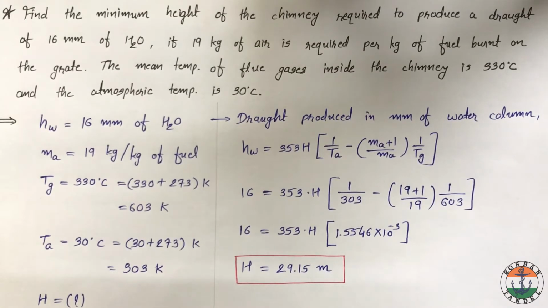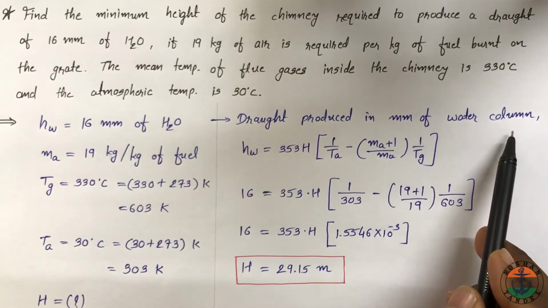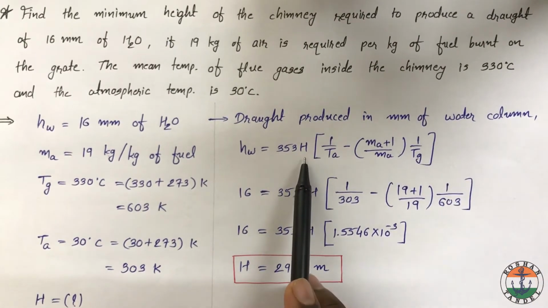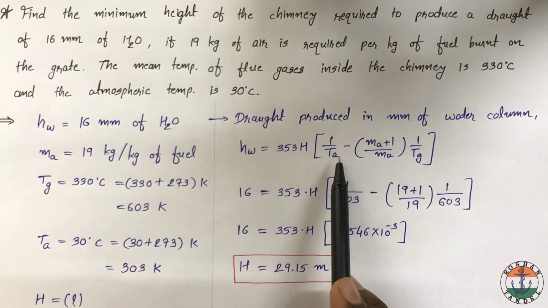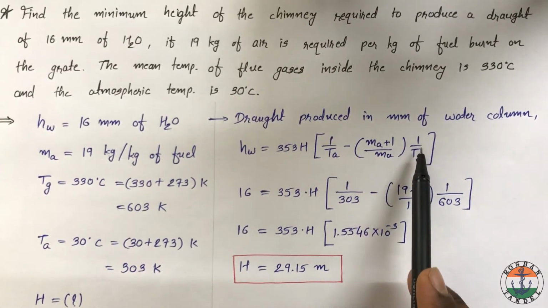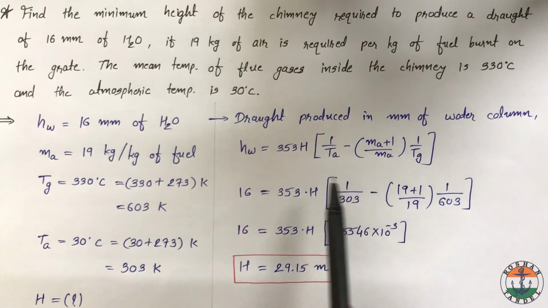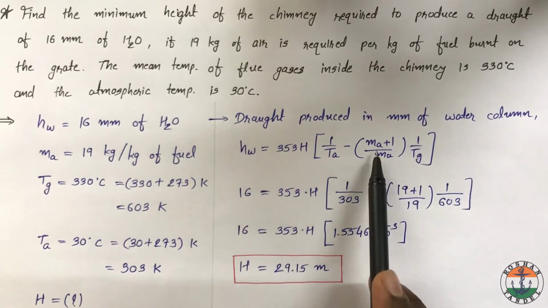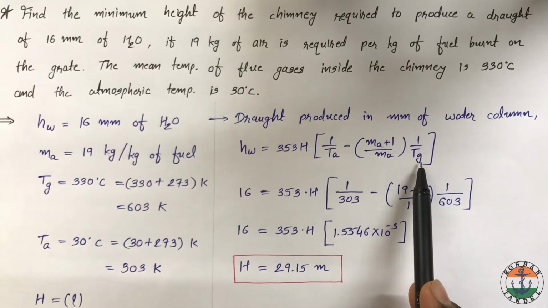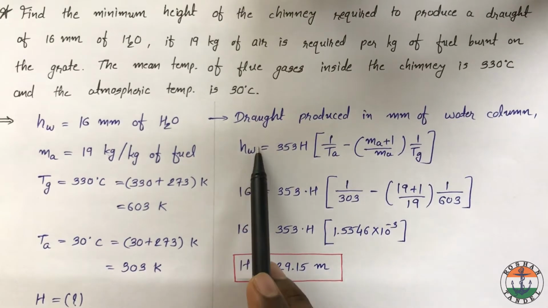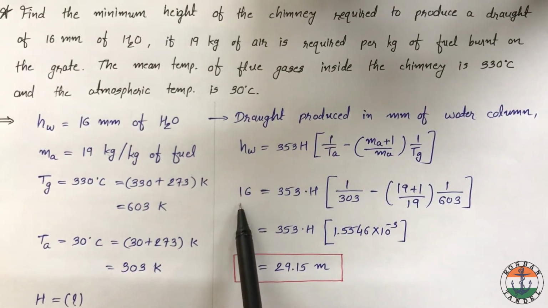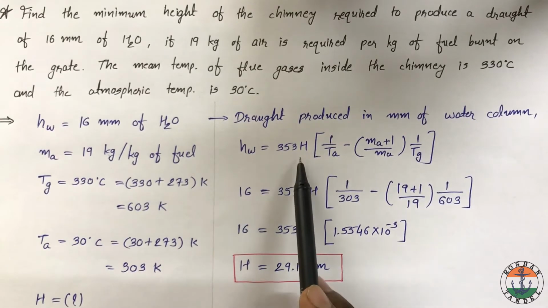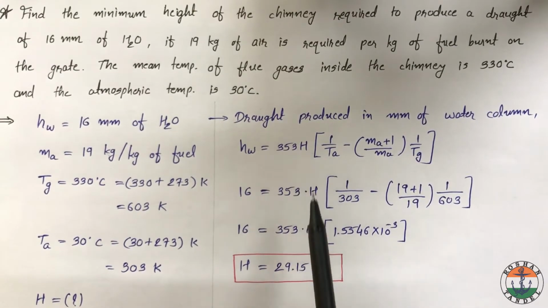Here, with the help of equation for draft in mm of water column, you can directly find capital H. HW is equal to 353 H [1 upon Ta minus Ma plus 1 by Ma, 1 upon Tg]. HW is given to you. Ta, Ma and Tg. These values are given. Now, here one point is important. You have to put HW in mm only, and from this equation you will get capital H in meter.